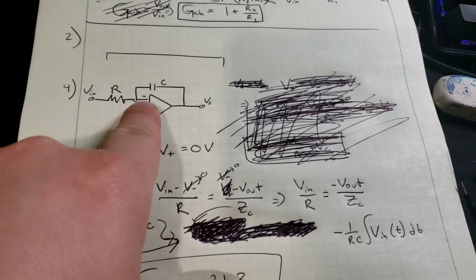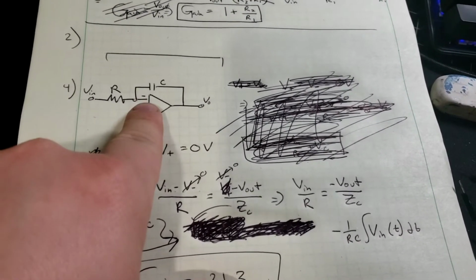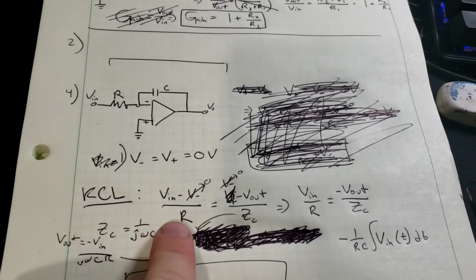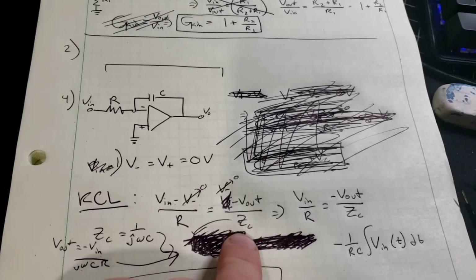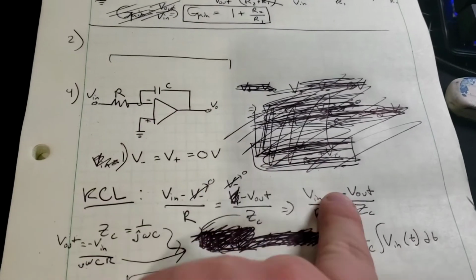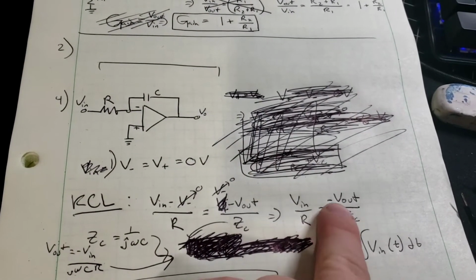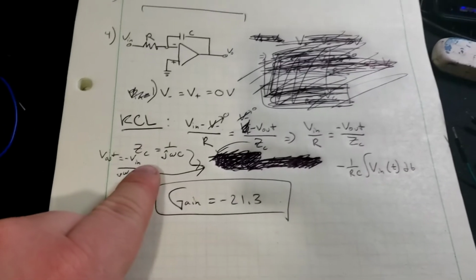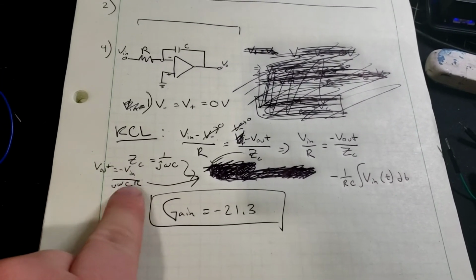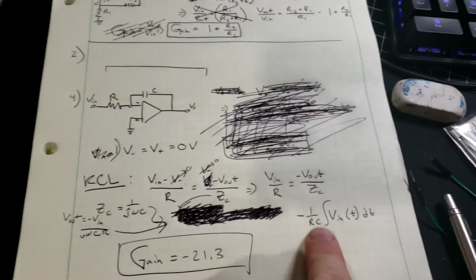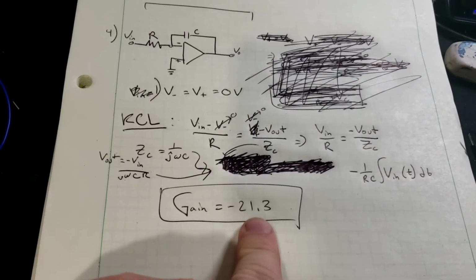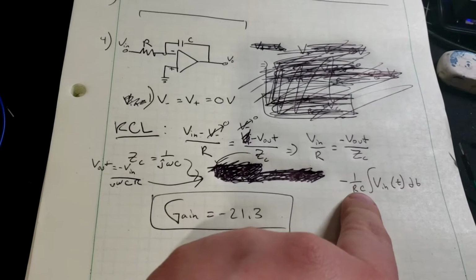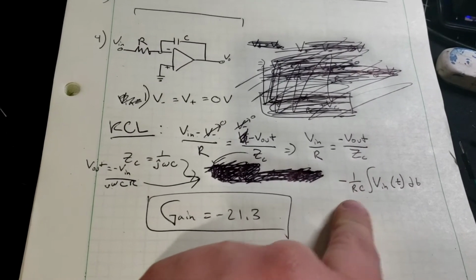and there is no current going through the negative input of the op amp, so we know that V in over R is equal to negative V out over the impedance of the capacitor. We have V in over R equals negative V out over impedance. Then we take our impedance, derive it, draw out negative 1 over RC, integrate, and that gives us our gain, which is negative 1 over RC. Plugging in, our gain becomes negative 21.3.